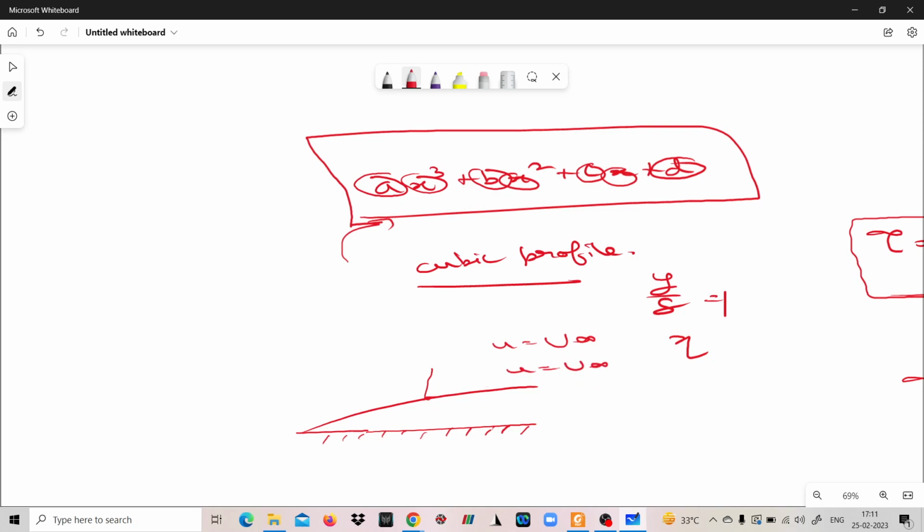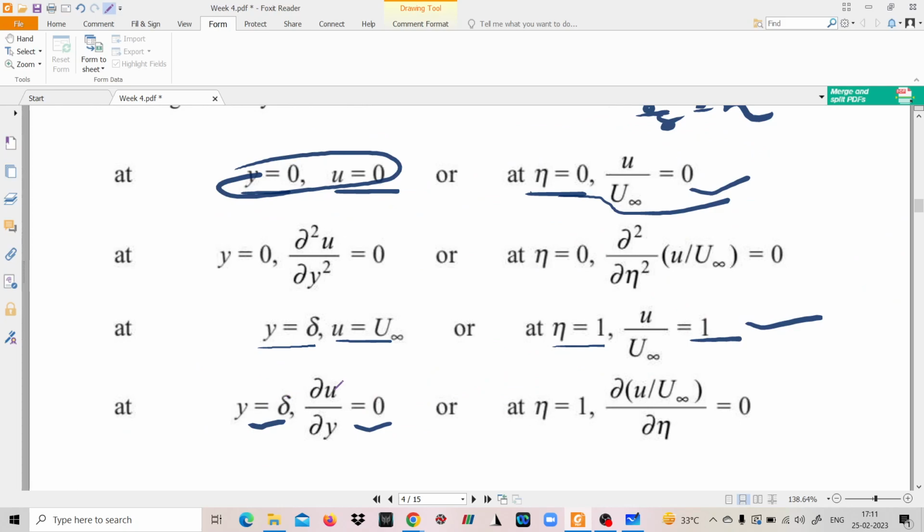So after this, along the y direction, the value of u is u infinity everywhere, starting from the outer edge of this boundary layer till the extent of this flow. So what will be del u by del y? If there is no change in u, the value of del u by del y is 0. So that is the third condition. At y equal to delta, del u by del y equals 0. At y equal to delta, the value of eta is 1 and del u by del y is equal to 0. So you need to write this in terms of eta.